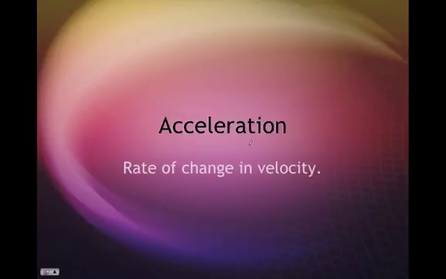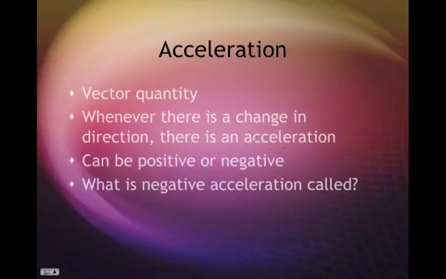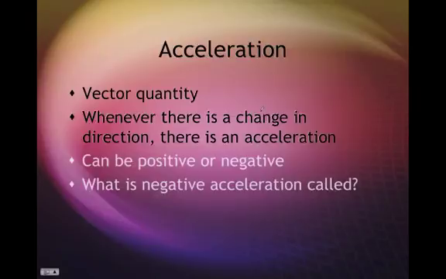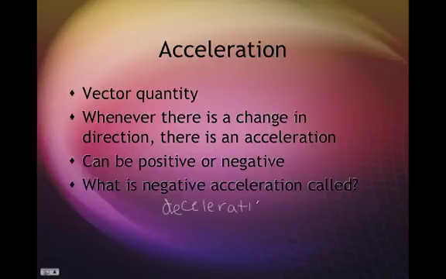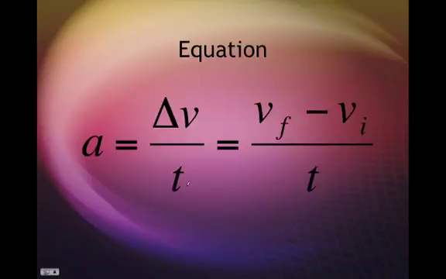Now, moving on to acceleration. Acceleration is the rate of change in velocity. So again, it's not for speed, it is velocity. It is a vector quantity. Since velocity is a vector quantity, your acceleration has to be a vector quantity. And therefore, whenever there's a change in direction, there's an acceleration. The acceleration can be positive or negative. And what do we call that negative acceleration? The equation to calculate acceleration is delta V over t.